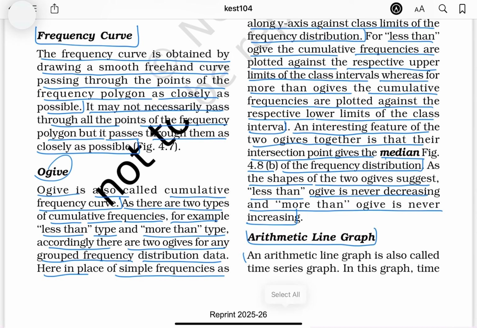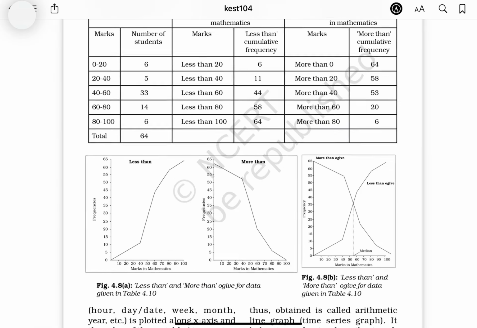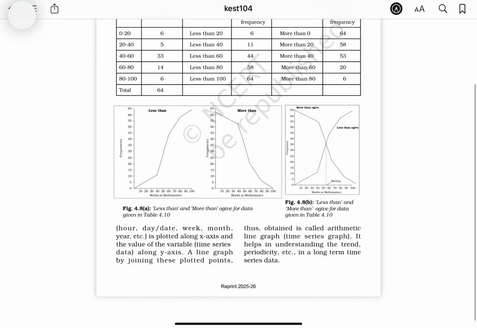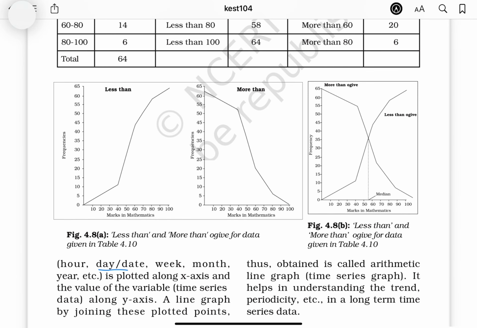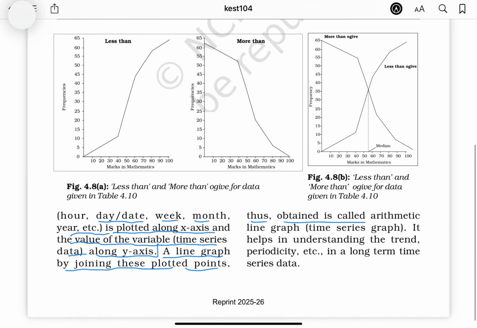Arithmetic line graph. An arithmetic line graph is also called time series graph. In this graph, time, such as hour, day, date, week, month, year, etc., is plotted along the x-axis and the value of the variable in the time series data along the y-axis. A line graph is obtained by joining these plotted points. Thus obtained is called arithmetic line graph, or time series graph. It helps in understanding the trend, periodicity, etc. in a long-term time series data.